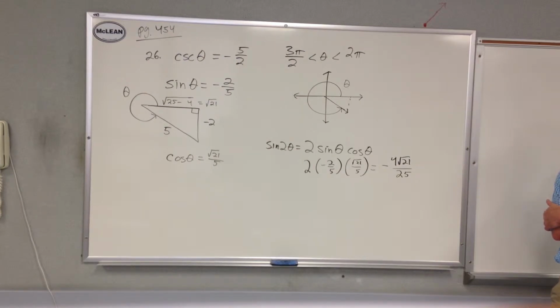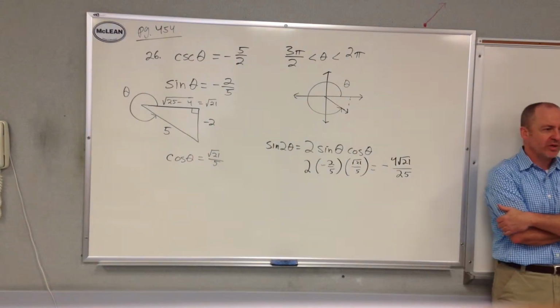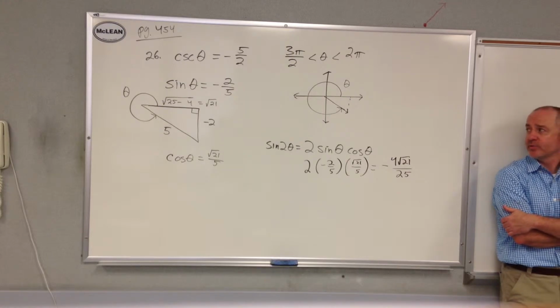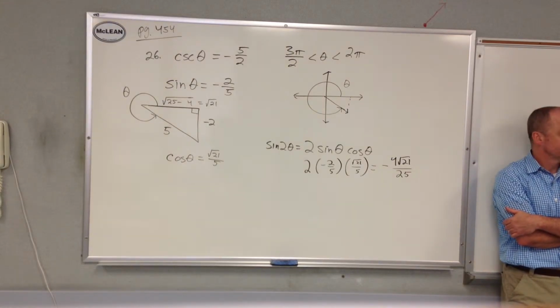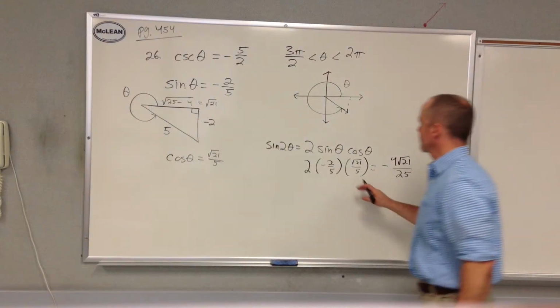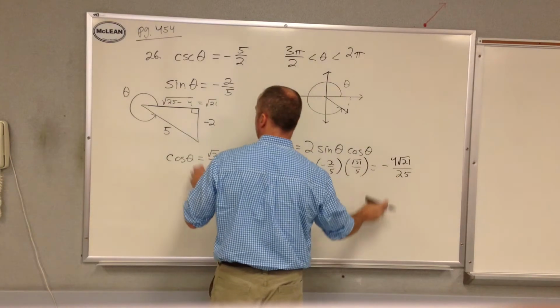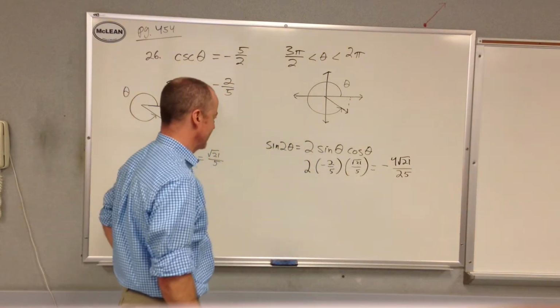Tell me something about our final angle. It has to be in one of which 2 quadrants? 3 or 4. Why? Because that's where sine is negative, because sine correlates to y, and that's where y is negative. Excellent.